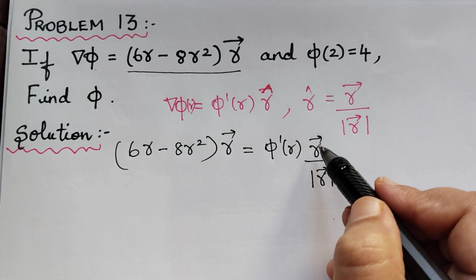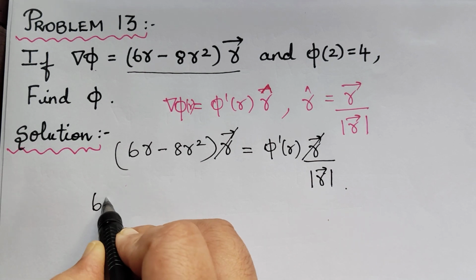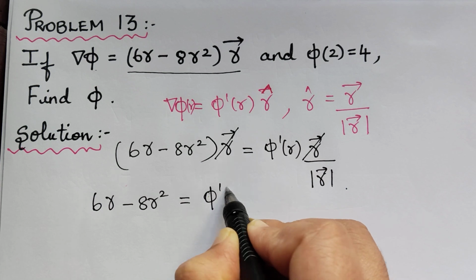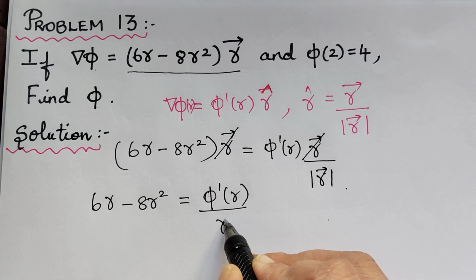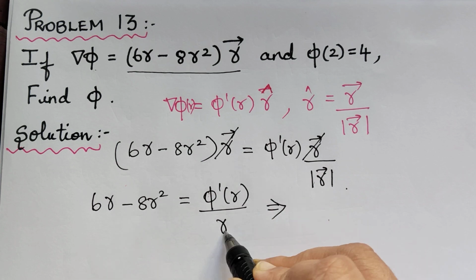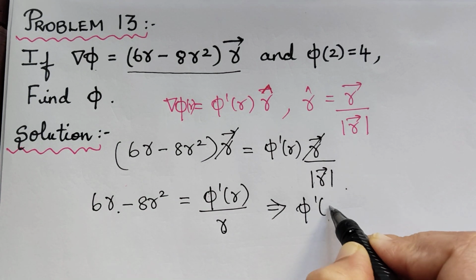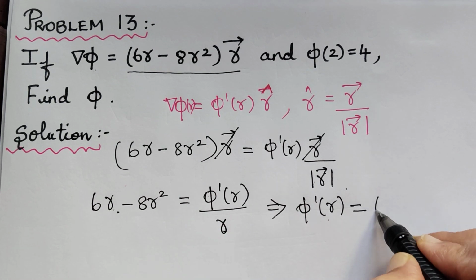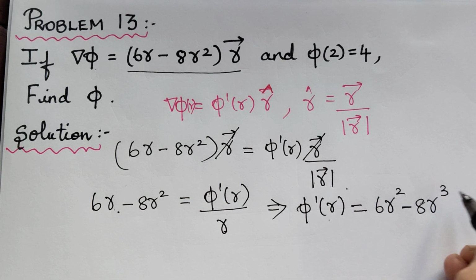Now this r vector and r vector get cancelled, and so we get 6r minus 8r squared is equal to phi dash of r divided by what is r, modulus of r vector? It is r. Now from this, taking this r to the left, it gets multiplied with this term and we get phi dash of r to be equal to, so when r gets multiplied here, it becomes 6r squared minus 8r cubed.